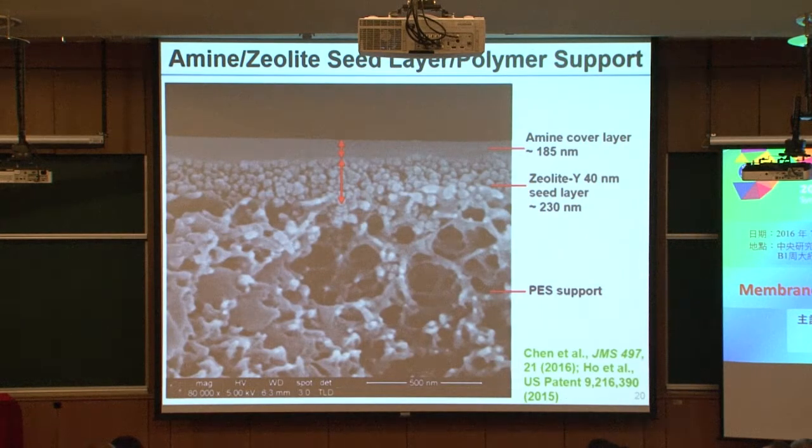Okay, here is the whole composite membrane. Again, we have a nylon fabric down over here, and then we have polyether sulfone here, and then we deposit the nanoparticles here, and then we have the amine layer covering on the top. Okay.